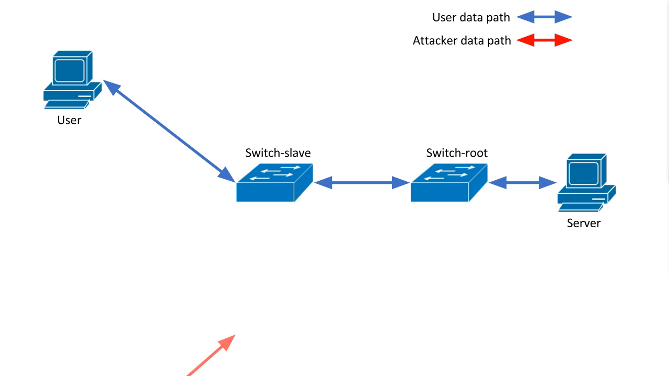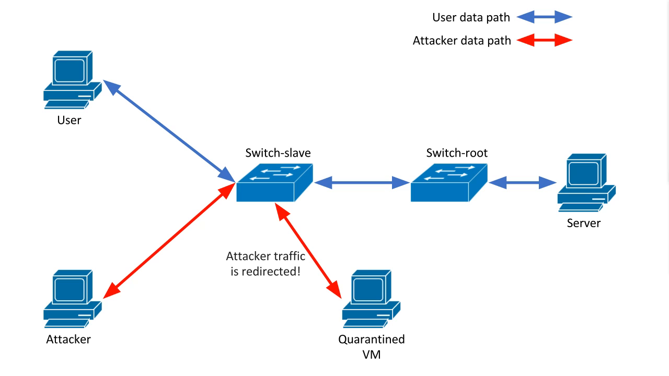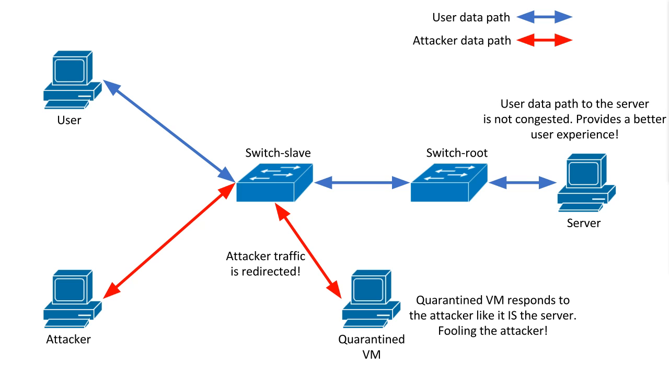Now an attacker comes in and starts sending data through the slave switch. We identify that, and that data is then redirected to the QVM, and it never reaches the root switch or the core infrastructure and servers. The attacker traffic is redirected. The QVM responds to the attacker like it is the server, fooling the attacker. And the user data path to the server isn't congested. It provides a better overall user experience, and we only allow legitimate traffic to actually pass to the servers in the first place. It keeps user interruption to a minimum.